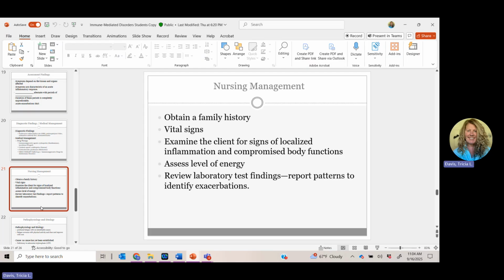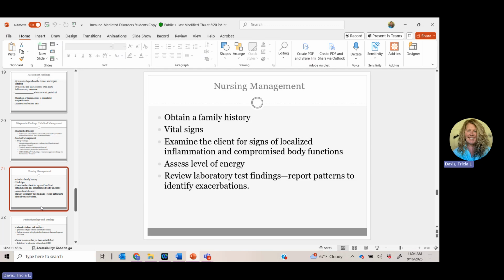So as part of your nursing management, what do you want to do? There are some familial components that we see to these autoimmune disorders. So we always want to make sure that we get a good family history. Tell me about your parents. Tell me about your grandparents, brothers, sisters. Have they ever had any type of an autoimmune disorder?